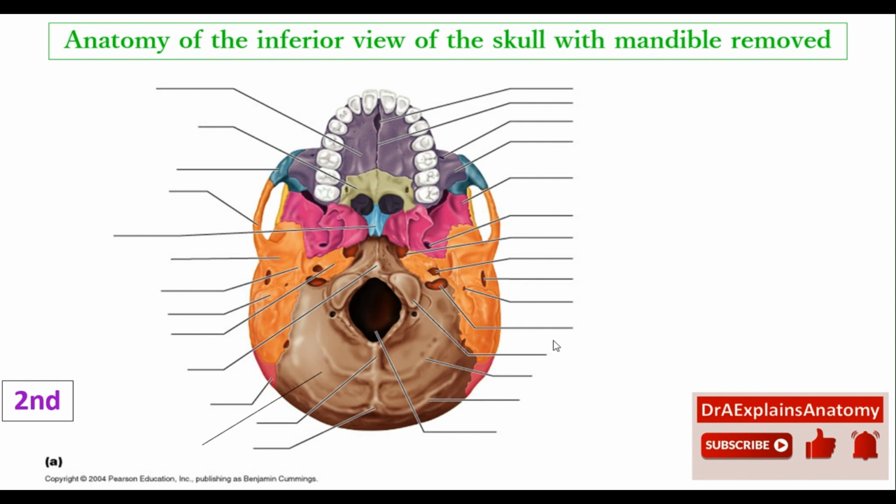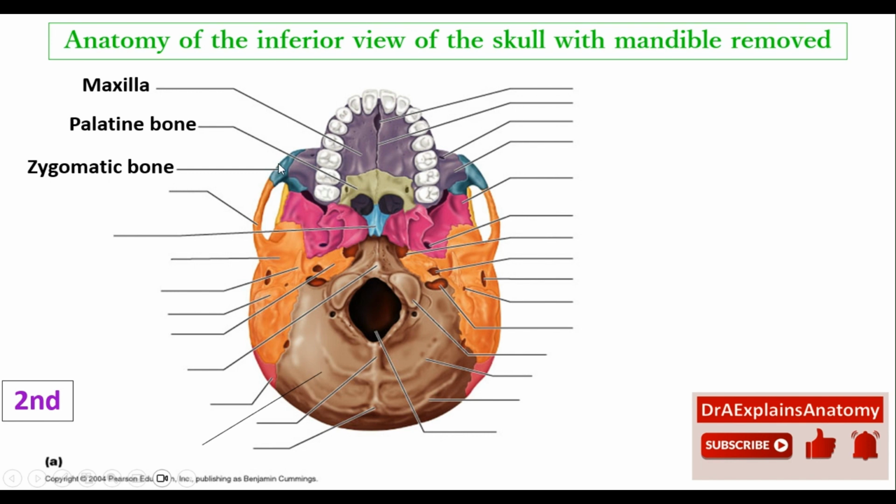Moving to the second figure. First, this is the maxilla. Second, this is the palatine bone. The maxilla and the palatine bone together, they form the hard palate. So two bones. Notice how the palatine bone is on the posterior aspect toward the occipital bone.